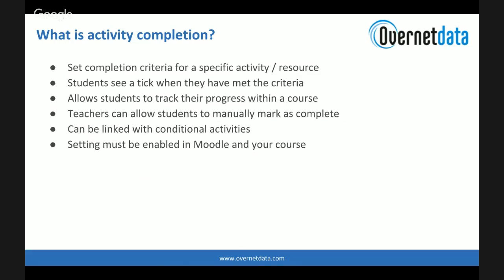Activity completion allows teachers to set a completion criteria for a specific activity or resource. So a student must meet the criteria in order to make sure that the activity is marked as complete. And students can mark activities as complete manually if the teacher allows them to do that. Again, activity completion is easily linked to restrict access as well, so that allows you to unlock certain activities based on results achieved within a certain activity.